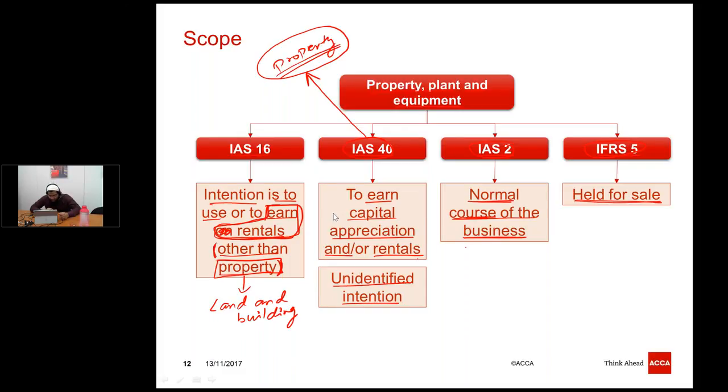Yes, Ali El Maki, we will be providing you the recorded lectures for your use later on. Abdullah is asking, so what is meant by capital appreciation?